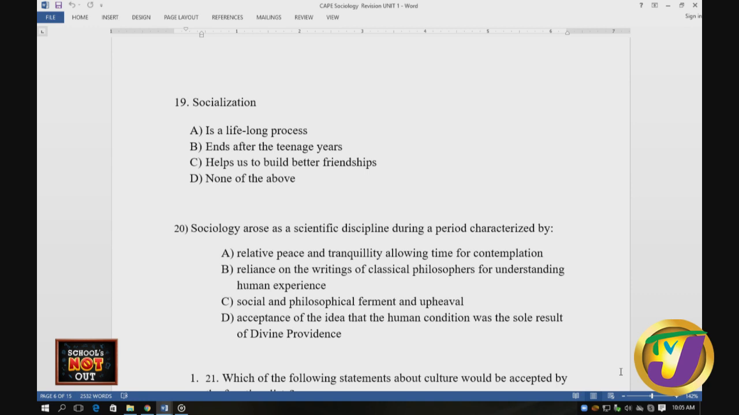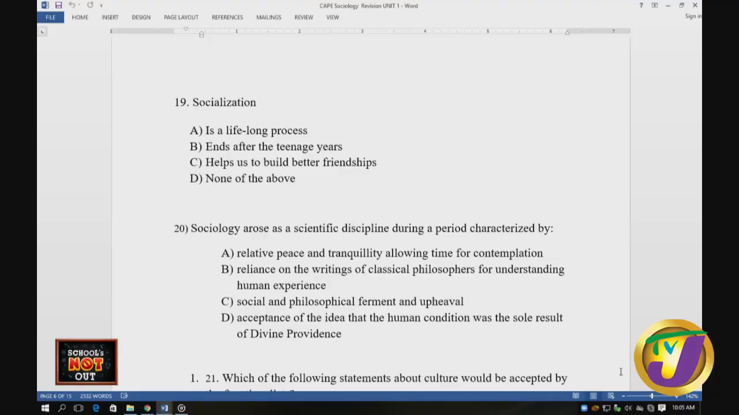So sociology arose as a scientific discipline during the period characterized by, we go back again to the history in terms of when sociology started. So there was a lot of turmoil in Europe. In fact, one of the definitions we have of sociology is that sociology was developed to account for the many changes that accompanied industrial society. Because there were a lot of changes that started from before the Reformation, right through to the French Revolution, to the Industrial Revolution, and so on. So sociology arose as a scientific discipline during the period characterized by A, relative peace and tranquility, allowing time for contemplation.